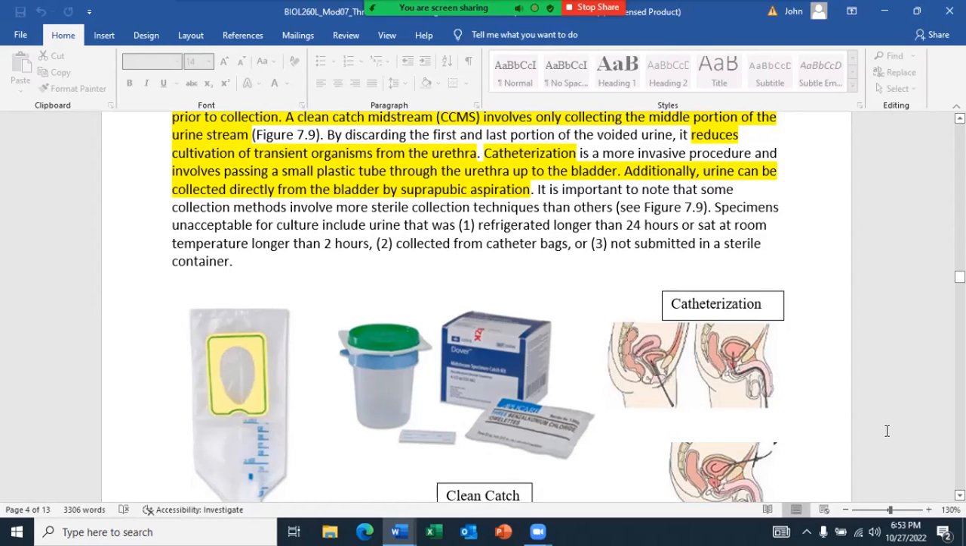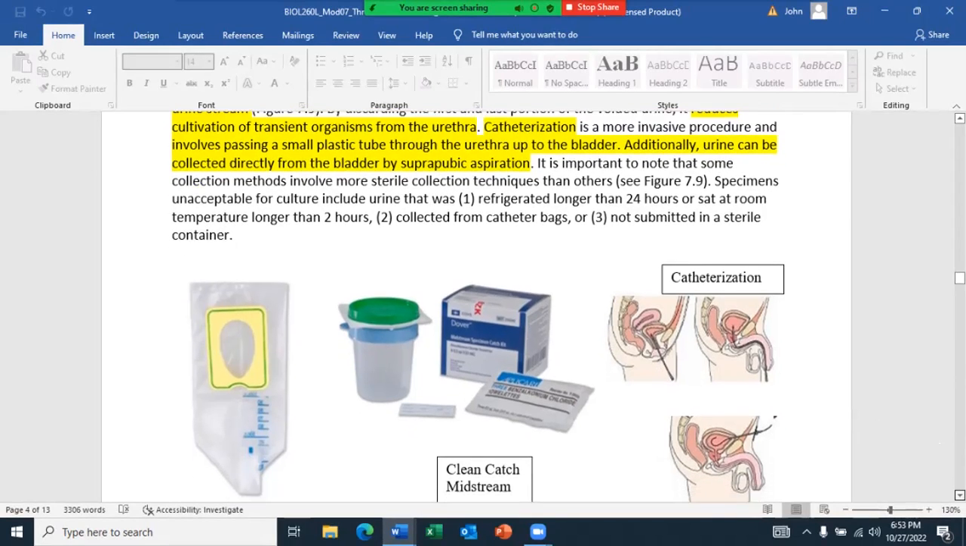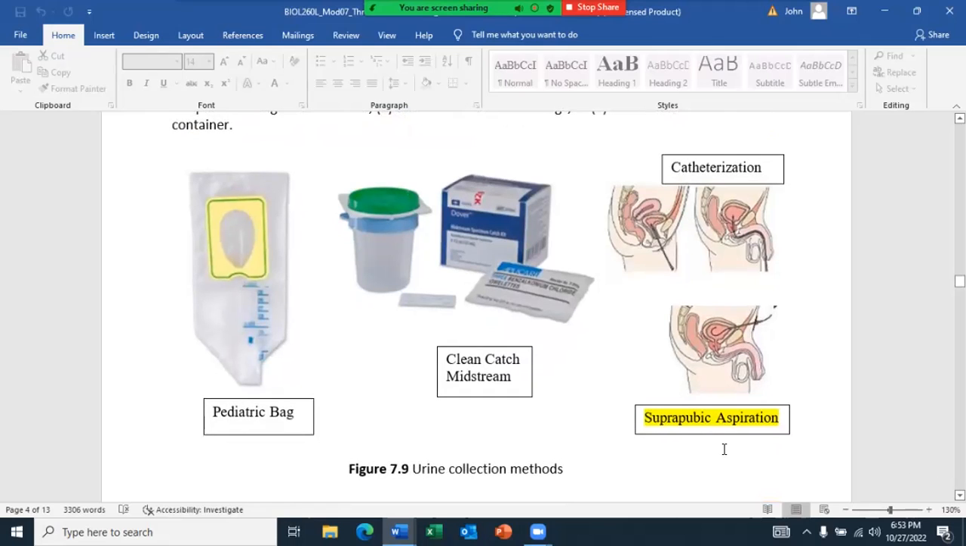And then the best way, which patients really hate, is suprapubic aspiration. You put a needle through the patient's abdomen into their bladder and then sample the bladder directly.